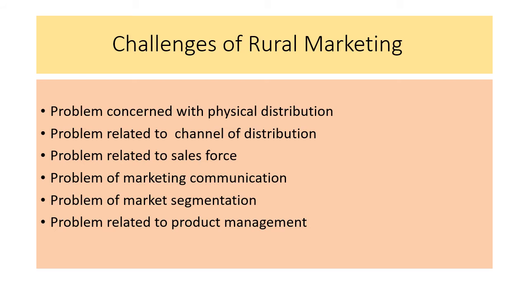The second problem related to physical distribution is the problem of warehousing. The facility for storage in the rural area is even worse than the transportation facility. Neither the central nor the state warehousing corporations have been able to extend storage facilities to the rural areas.